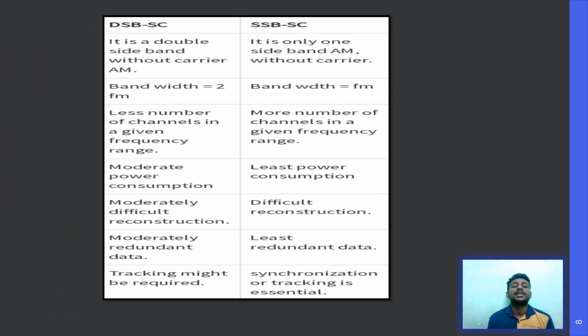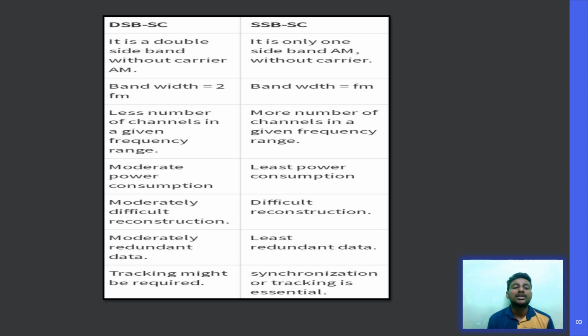The difference between the DSBSC and SSBSC modulation. DSBSC modulation is a double sideband amplitude modulation without the carrier. SSBSC modulation is only one sideband AM without the carrier. In DSBSC modulation the bandwidth is 2 fm, and in SSBSC modulation the bandwidth is 1 fm. A smaller number of channels is given in a frequency range in DSBSC modulation, while more channels are given in a frequency range in SSBSC modulation.